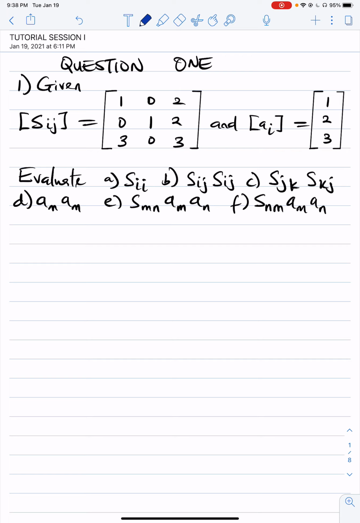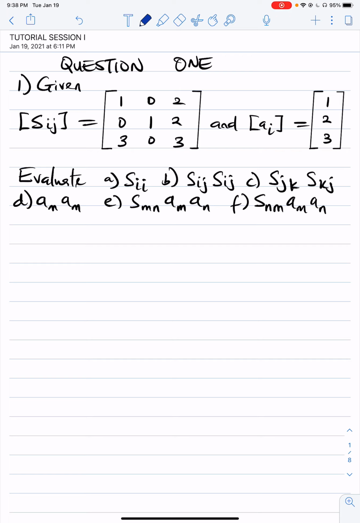So first of all, the first question we'll be solving is, given Sij, this is a matrix, so it's like a tensor, basically 3 by 3. And we have Ai, a vector. Evaluate Sii, SijSij, SjkSkj, right? So basically, if you've done linear algebra before, some of these notations might look a bit different, but it wouldn't be anything out of the ordinary.